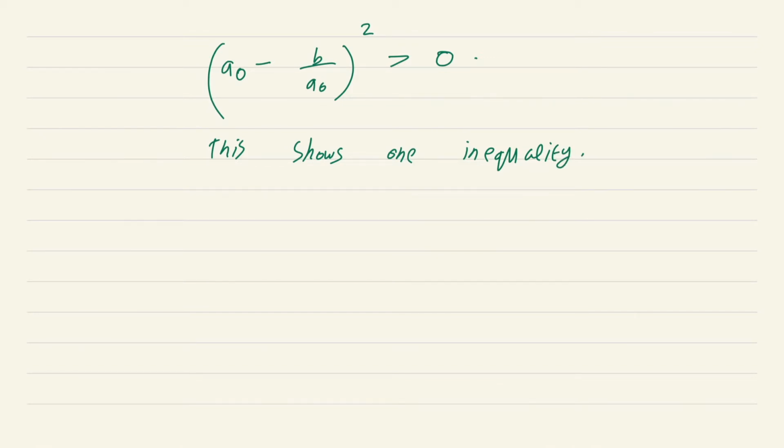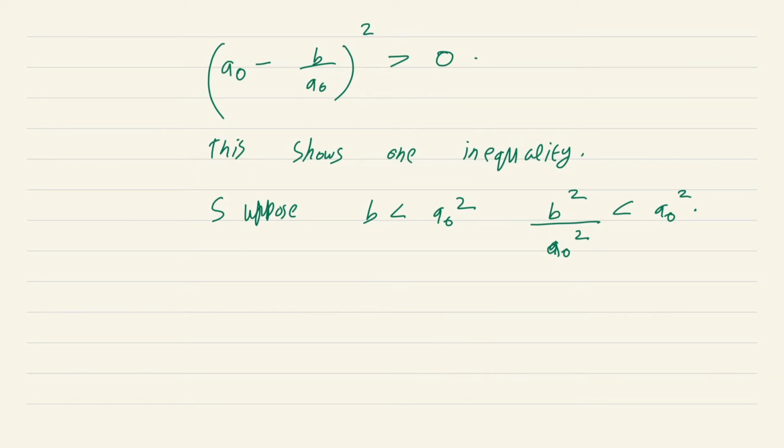Okay, this shows one inequality. Now for the other inequality, suppose we have already b is less than a naught squared. Then b squared by a naught squared is less than a naught squared. What I have done is I have squared both sides and taken one a naught squared to the other side to get b squared by a naught squared is less than a naught squared.